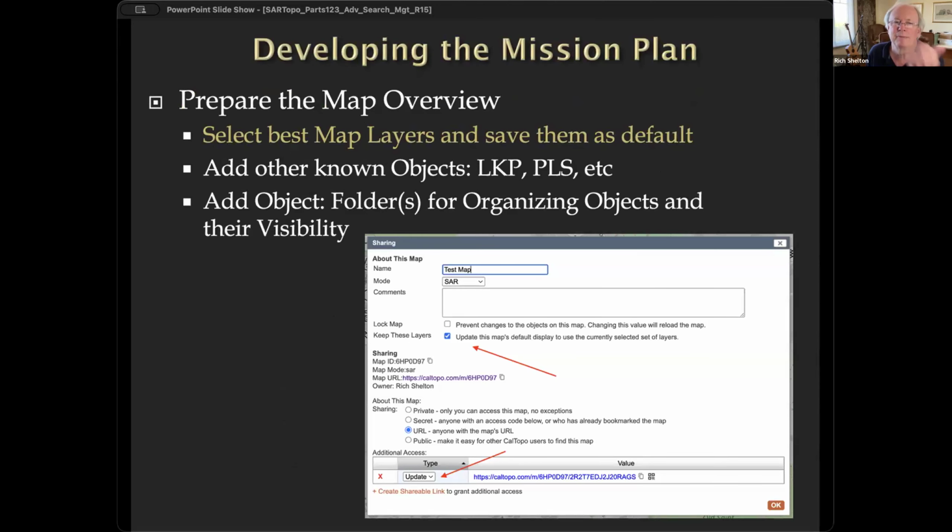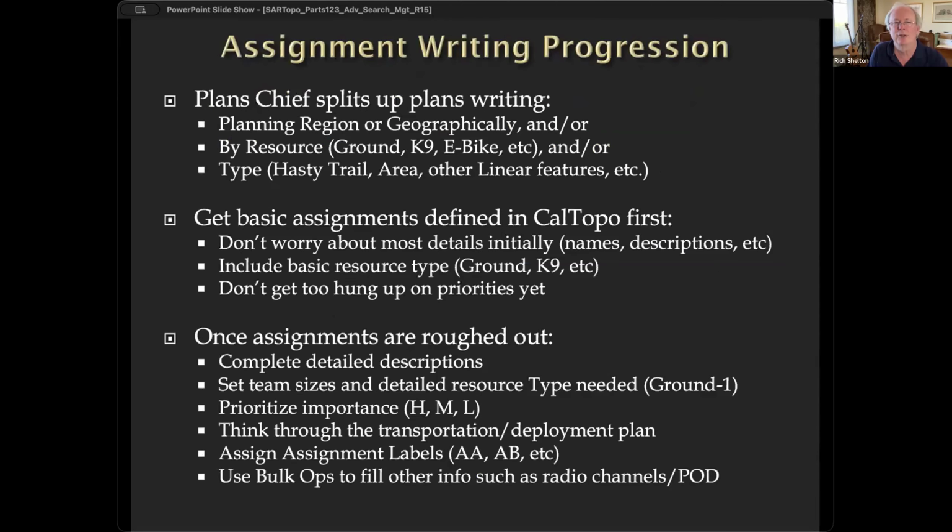The first thing I do, and I've kind of mentioned this first time around, is selecting those best map layers and saving them as a default. It almost never gets done, and it makes such a big difference. I make sure I have my main objects, the last known place, the PLS, and start doing my folders.